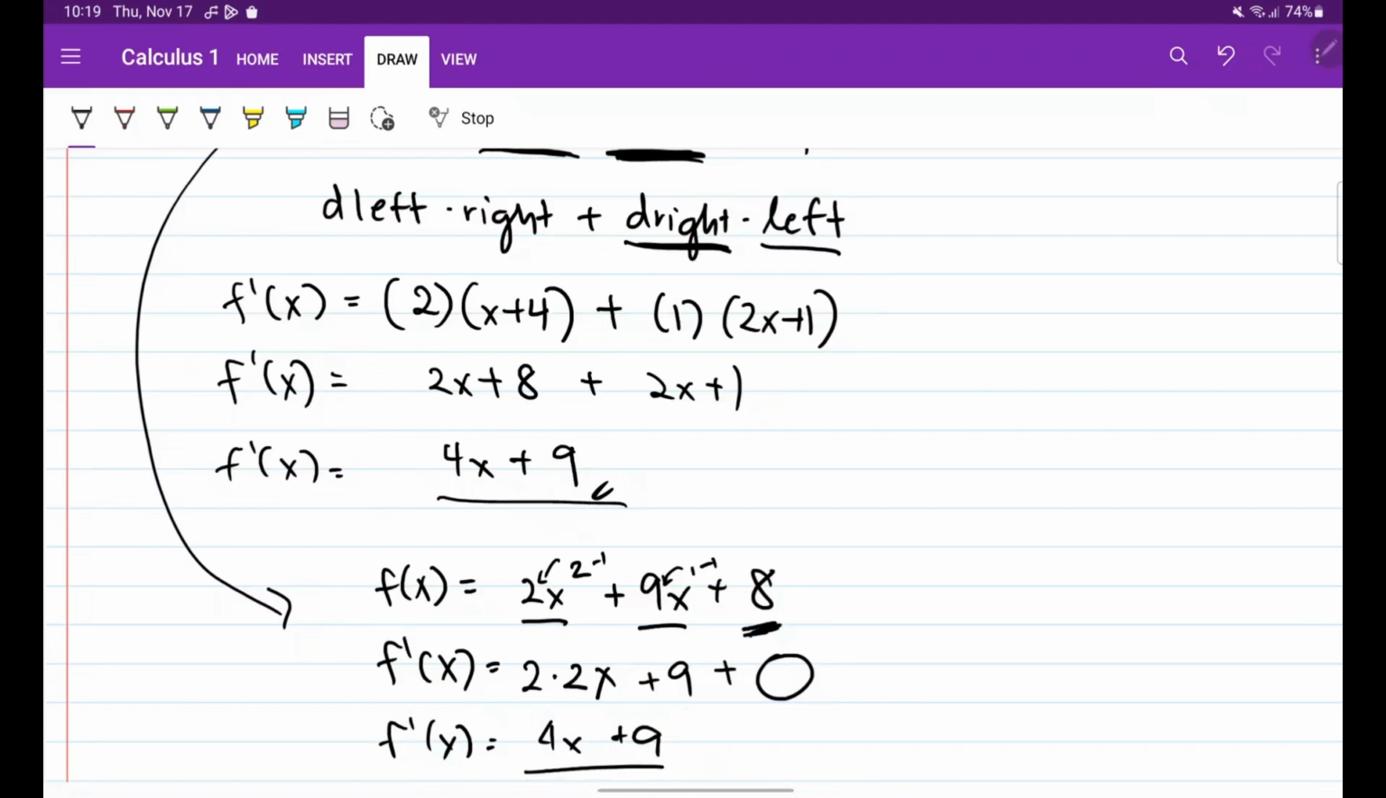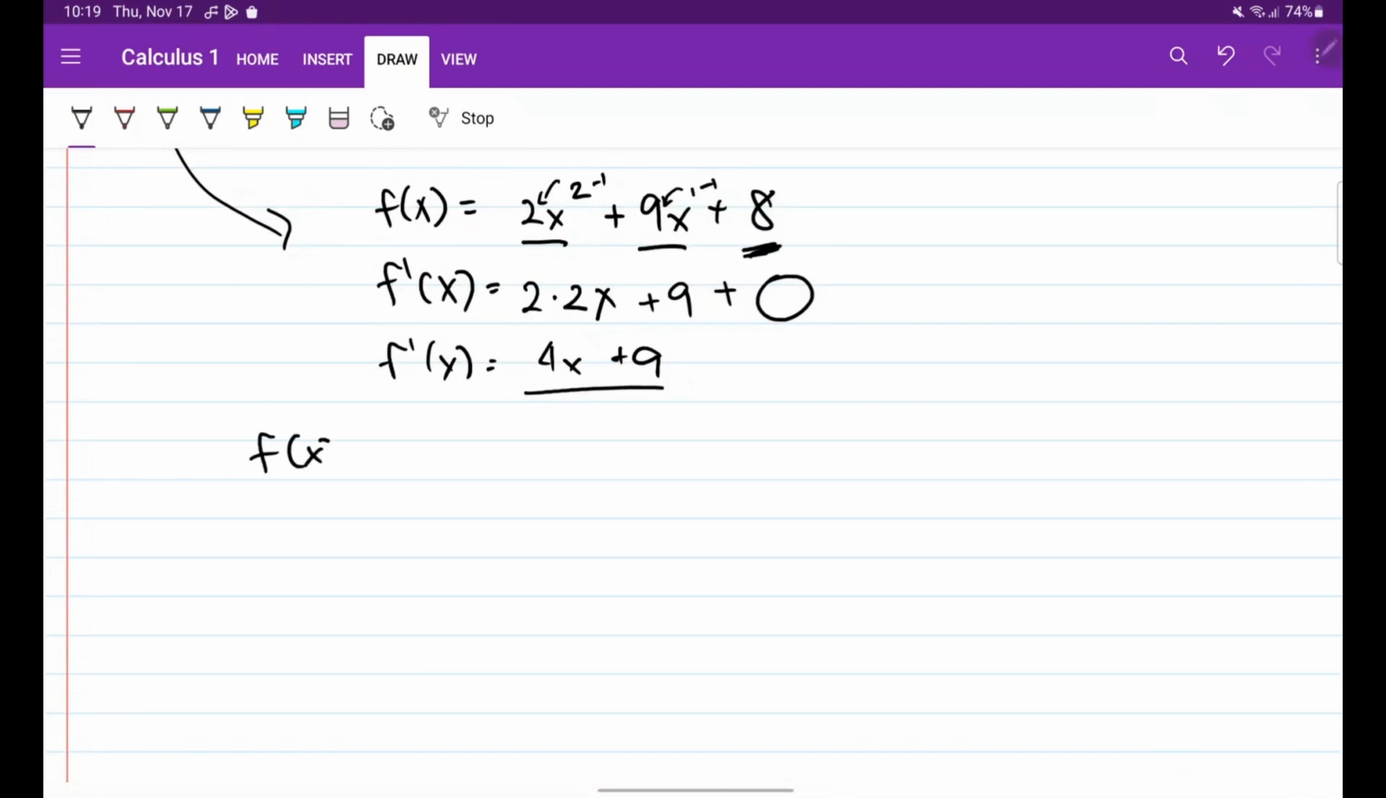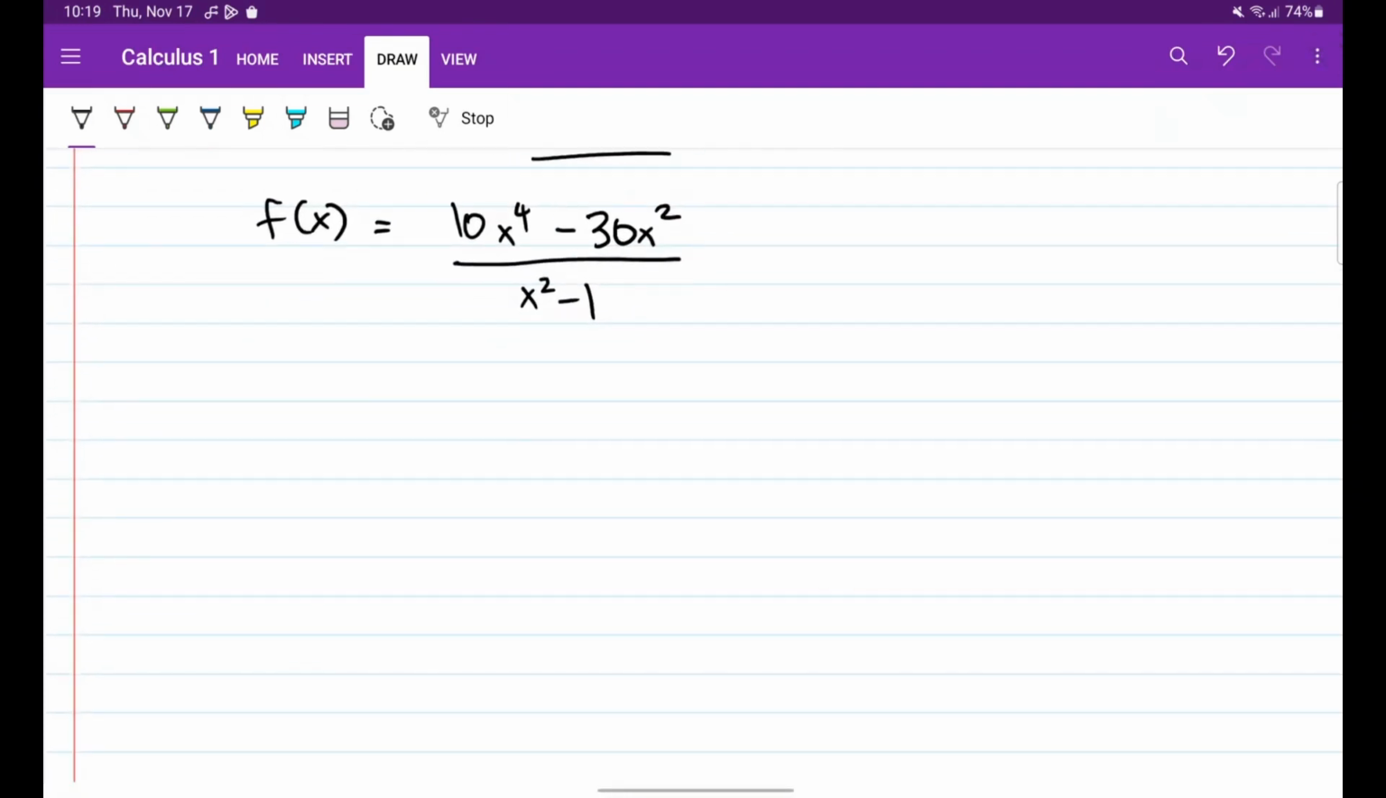Okay? And lastly, let's move to our last example. F of x is 10x to the fourth minus 30x squared all over x squared minus 1. So, sabi natin, if we have a polynomial over a polynomial, ang gagawin natin is low d high minus high d low all over low squared. No? So let's do that.